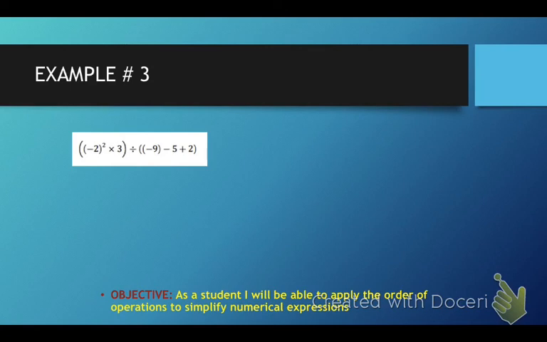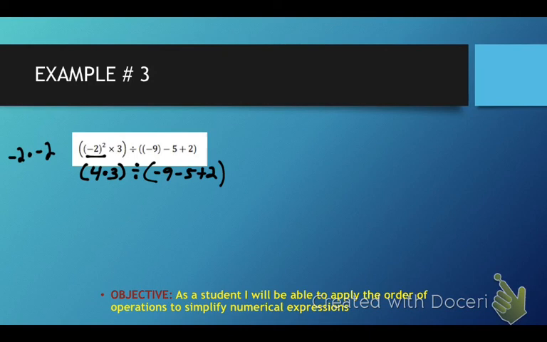Here we go. So inside parentheses, what do we do first? Well, we do exponents. So we need to do negative 2 squared. Negative 2 squared means negative 2 times negative 2, and negative 2 times negative 2 is 4. So we have 4 times 3 in parentheses divided by negative 9 minus 5 plus 2. I got rid of those parentheses because I didn't really need that extra one.